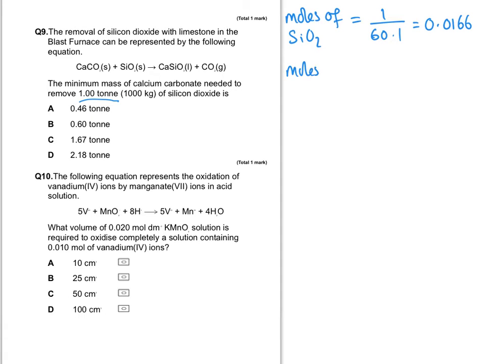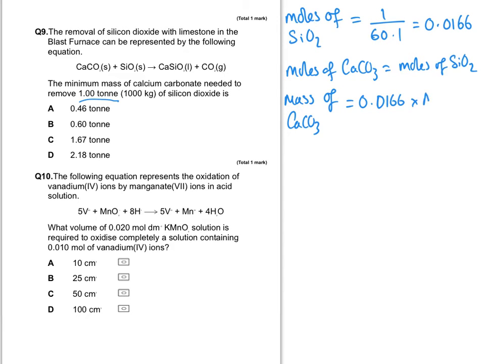Okay, and we can see from the equation that the moles of calcium carbonate are the same as the moles of silicon dioxide. So the mass of calcium carbonate is going to be the moles times the MR, which is 1.67. And remember, we had it in tonnes to start with, so the answer is going to come out as tonnes. And that gives us an answer of C.